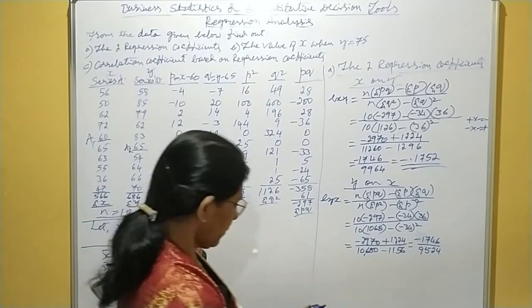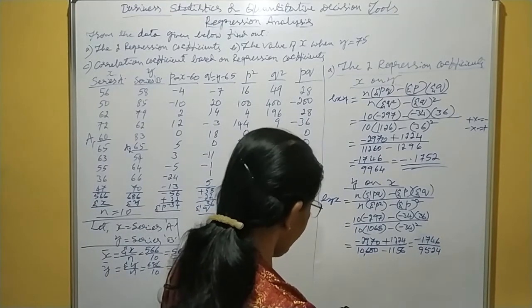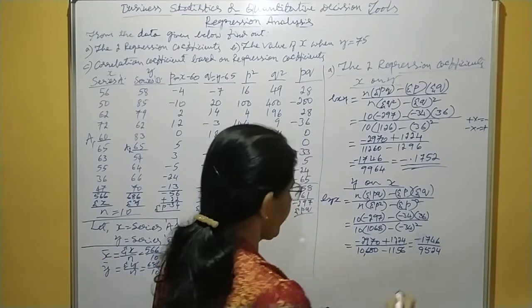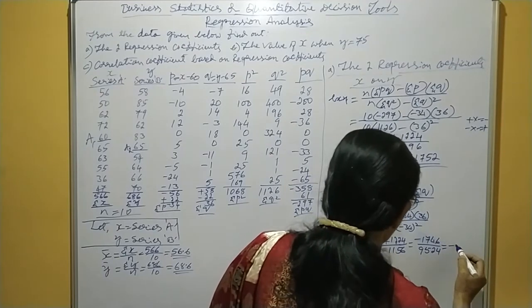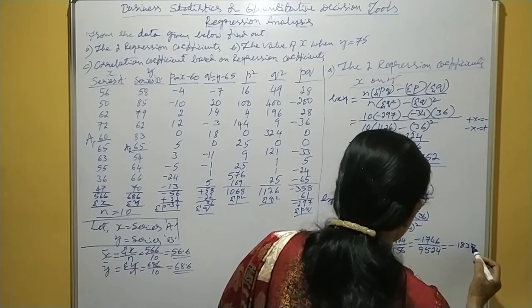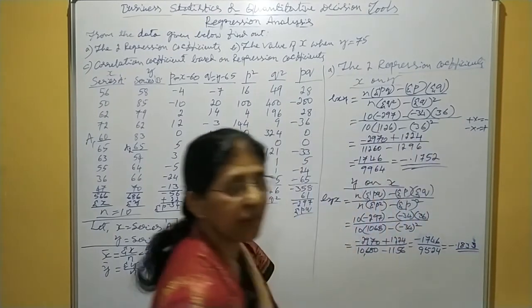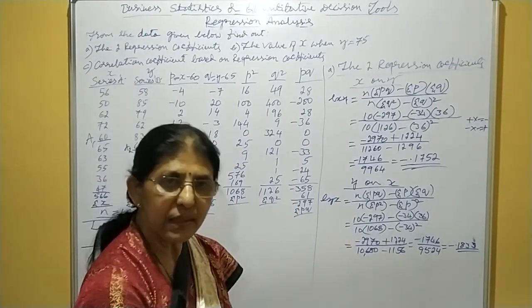Now 1,746 divided by 9,524. Here you should be careful, the sign is minus. It is 0.1833. This is the regression coefficient of y on x.